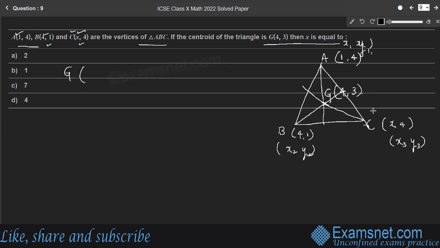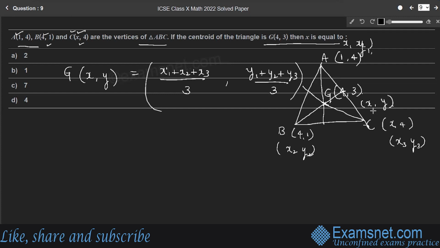Let x, y be the coordinates of the centroid. Then centroid G is equal to, the formula says, (x1 plus x2 plus x3) by 3, where x1, x2 and x3 are the x coordinates of each point. Next, (y1 plus y2 plus y3) by 3, where y1, y2 and y3 are the y coordinates of all the given points. So the coordinates of G are 4 and 3.